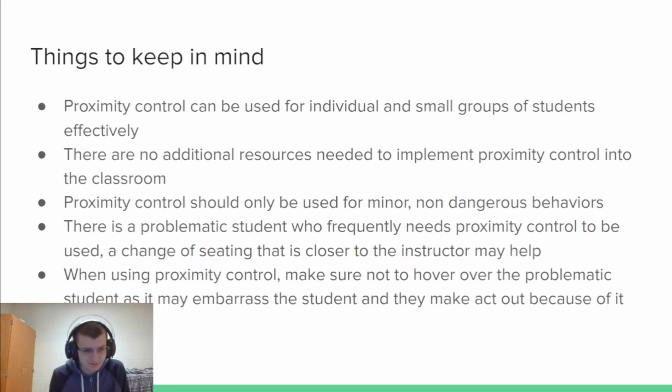And when using proximity control, I referenced this earlier, but make sure not to hover over the problematic student. It may embarrass them, it could call them out, and they might act out even more because of it. So it's normally recommended to stay about 3 feet from the student. That's a good zone to manage.